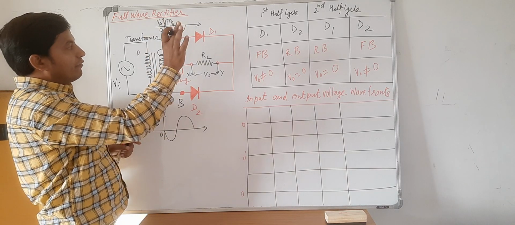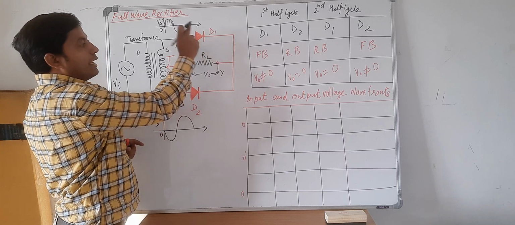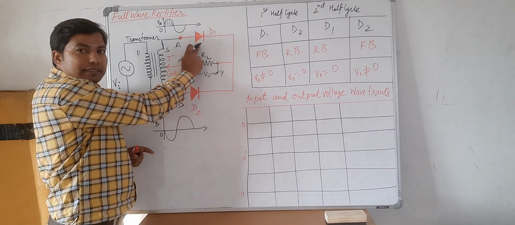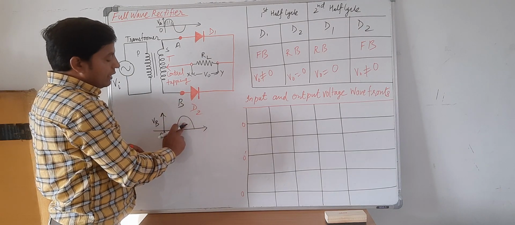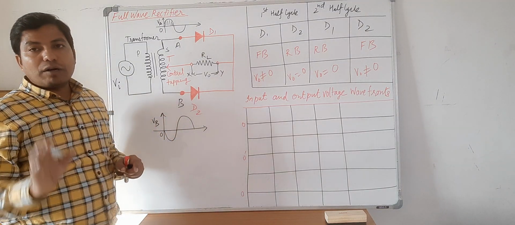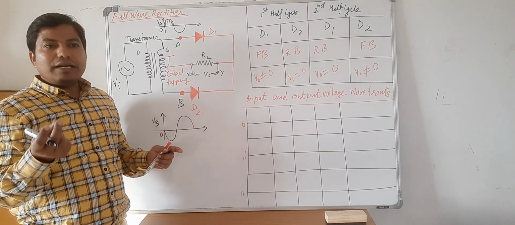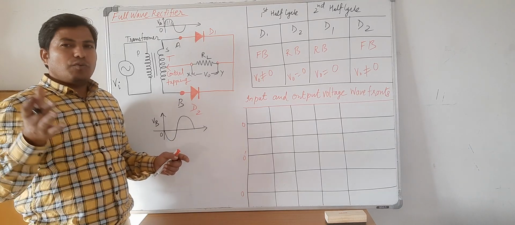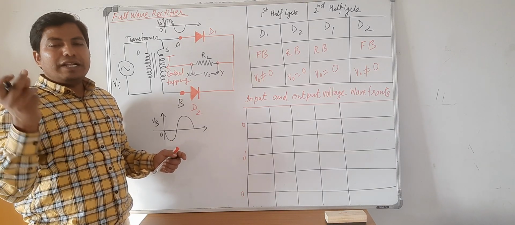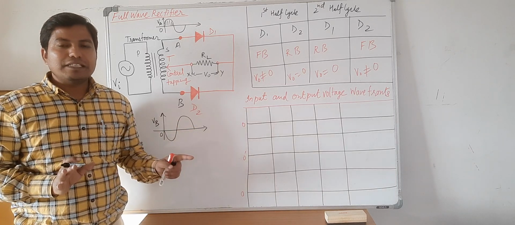Now for the second half cycle, what will happen? For the second half cycle, this is negative, this is positive, so diode D1 will be in reverse biasing, and diode D2, this is positive, will be in forward biasing. So we know that a diode is a unidirectional device. Whenever either D1 or D2 is in forward biasing, it allows voltage through it, and when it is in reverse biasing, it does not allow voltage or current through it. This is the basic concept.